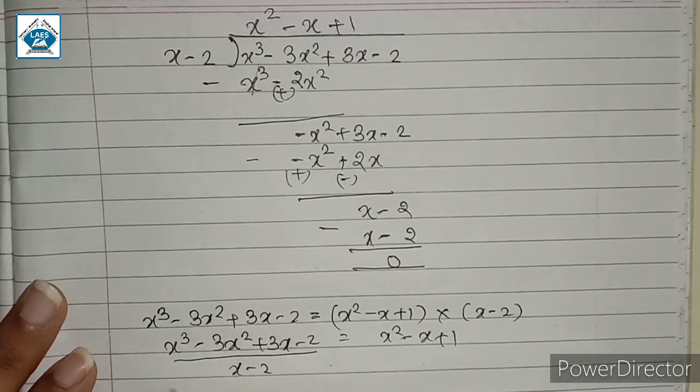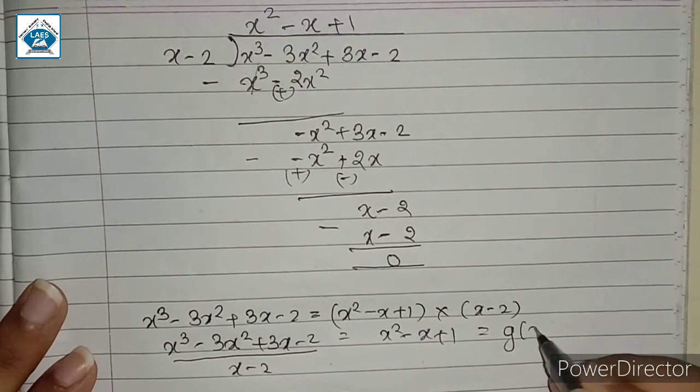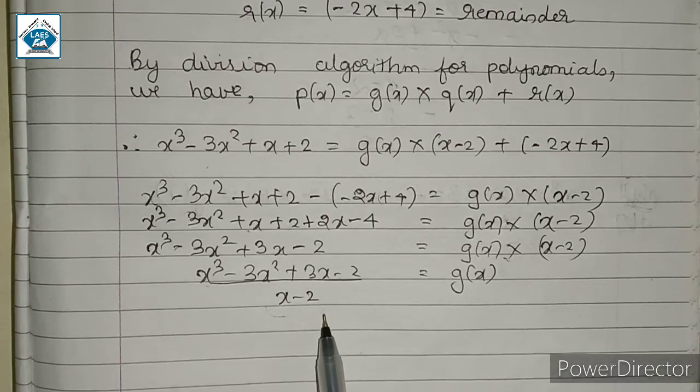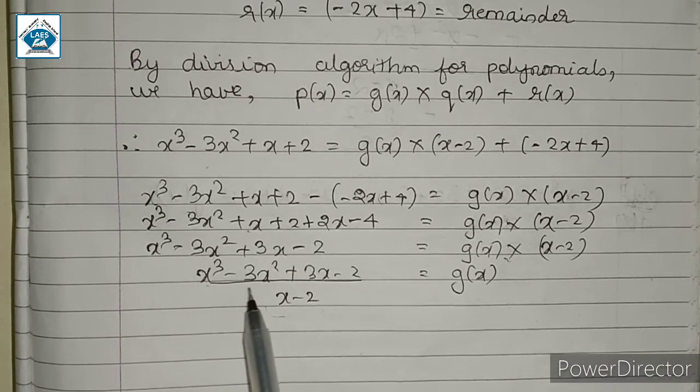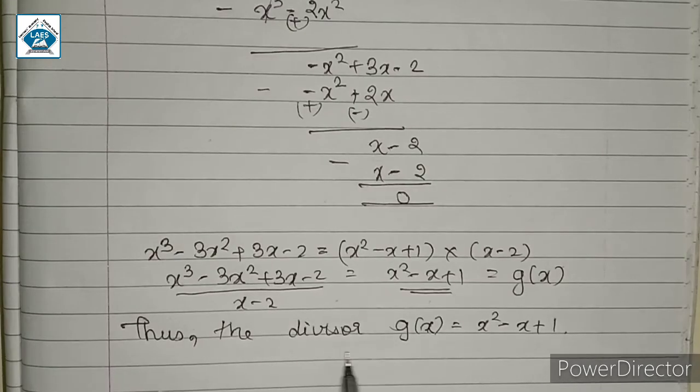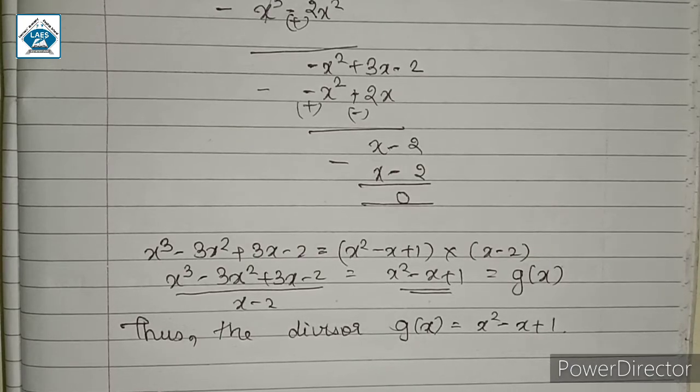And what was this? This was equal to g(x). So we have found the value of g(x). We have calculated that if we divide x cube minus 3x square plus 3x minus 2 by x minus 2, we will get g(x). Thus, the divisor g(x) is equal to x square minus x plus 1.